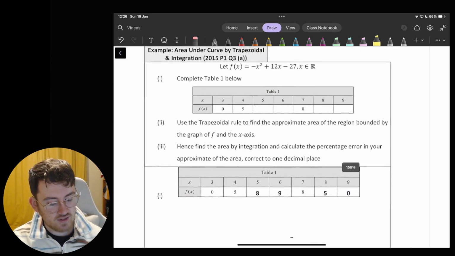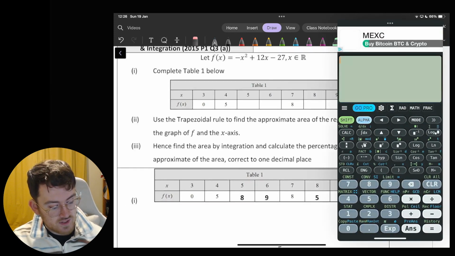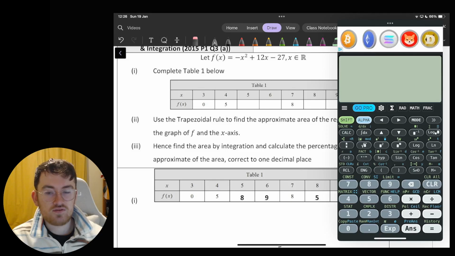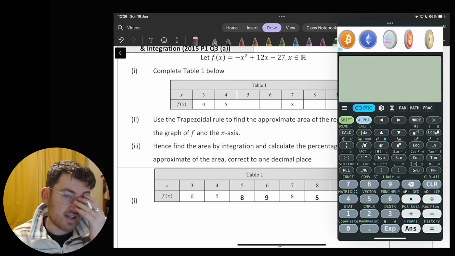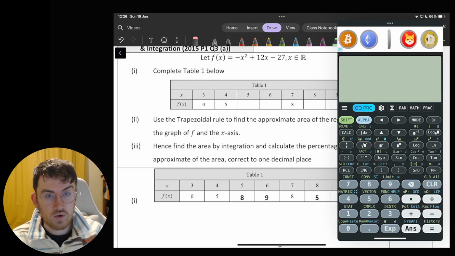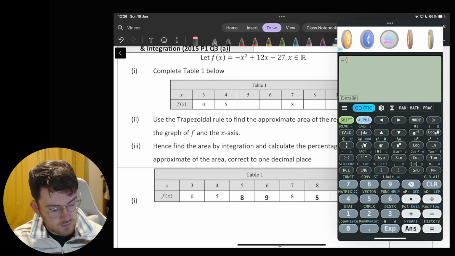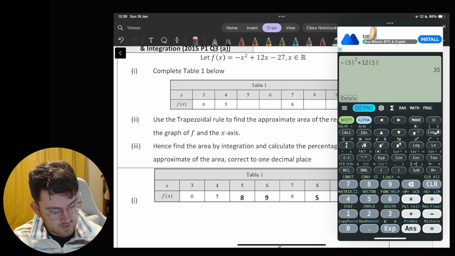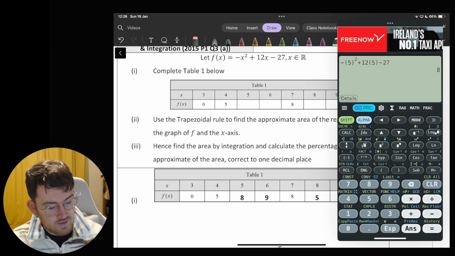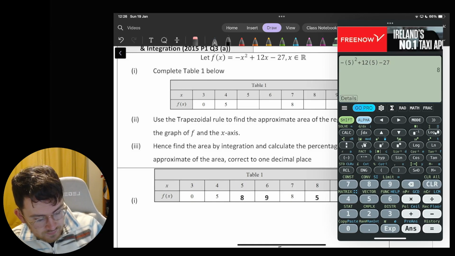So that's the general idea that we've been seeing here. If I want to fill out this table, there are two ways of doing it. I can go to the table function in my calculator and fill in the values, or I can take my function and fill in the values myself. Maybe that's what we'll do here. We're starting with 5, so 5 squared plus 12 times 5 minus 27. That gives me a value of 8.